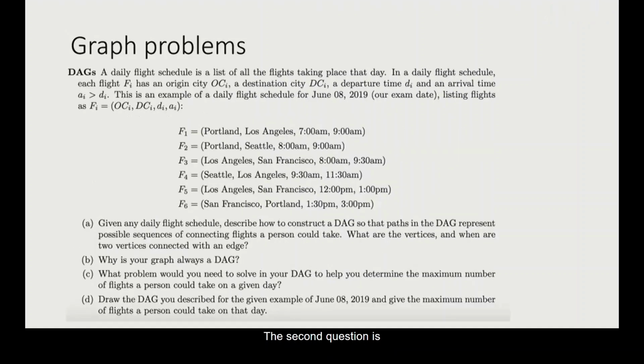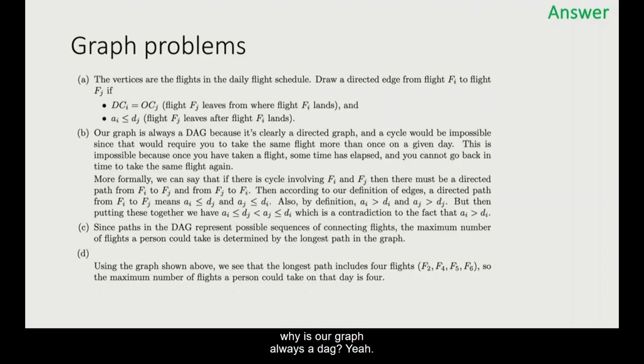And the second question is, why is our graph always a DAG? Our graph is always a DAG because it's clearly a directed graph, and a cycle would be impossible, since that would require you to take the same flight more than once on a given day. This is impossible, because once you have taken a flight, some time has elapsed and you cannot go back in time to take the same flight again.